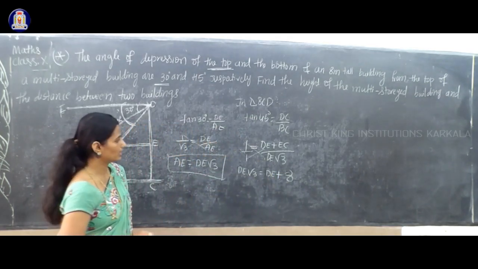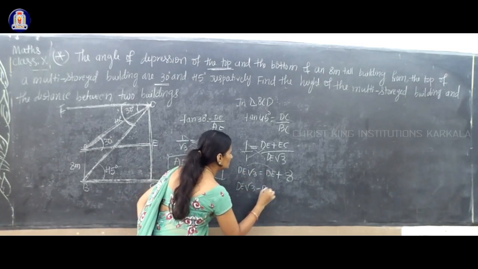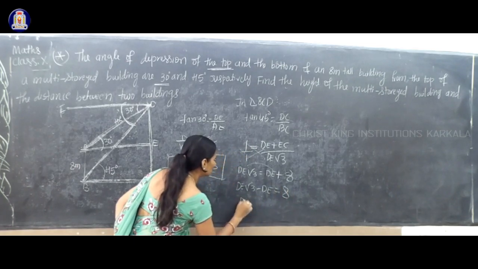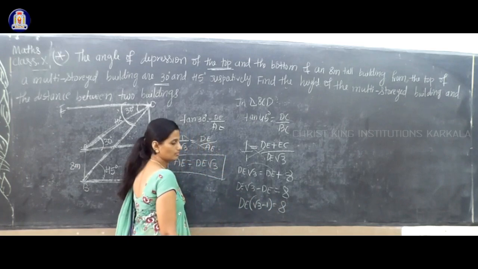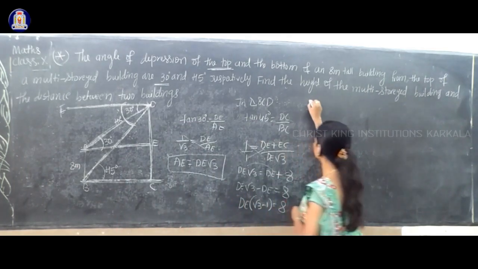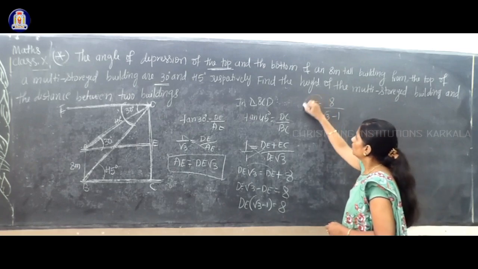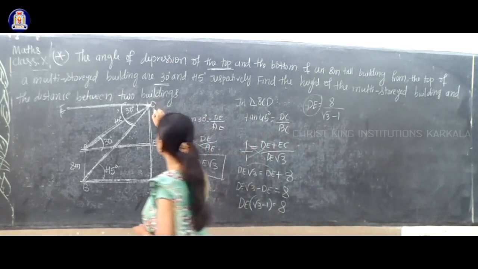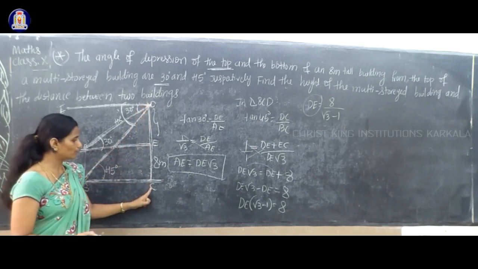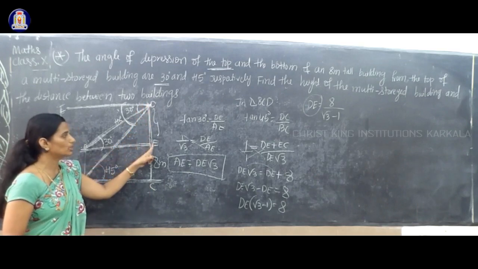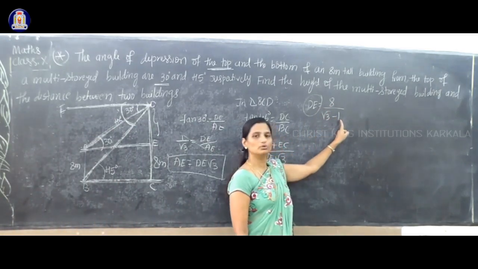So now next simplification. Therefore DE root 3 minus DE is equal to 8. So take DE outside: DE times root 3 minus 1 is equal to 8. So what is your DE? DE is equal to 8 divided by root 3 minus 1. To find the height of the multi-storey building, you should find out your DE. Correct now? So I got DE equal to 8 divided by root 3 minus 1.